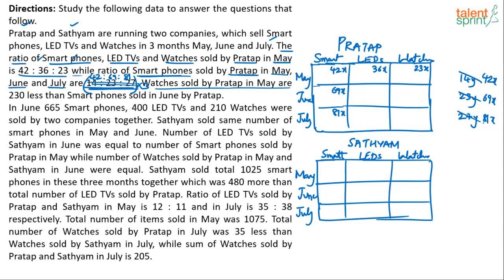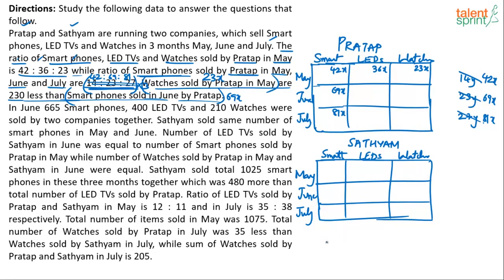Watches sold by Pratap in May are 230 less than the smartphones sold in June by Pratap. Now look at this. What are the watches sold by Pratap in May? Currently it is in the form of x. Watches sold by Pratap in May is 23x. So 23x is 230 less than smartphones sold in June by Pratap. What is smartphones sold in June by Pratap? Smartphones in June by Pratap is 69x. So basically he's saying 23x is 230 less than 69x. Are you able to follow?